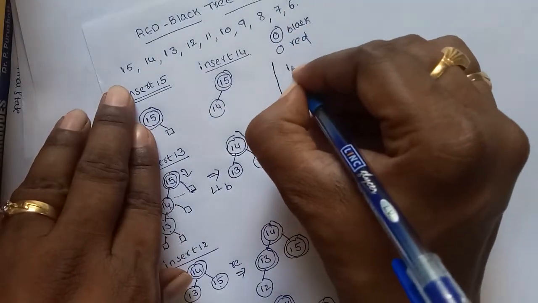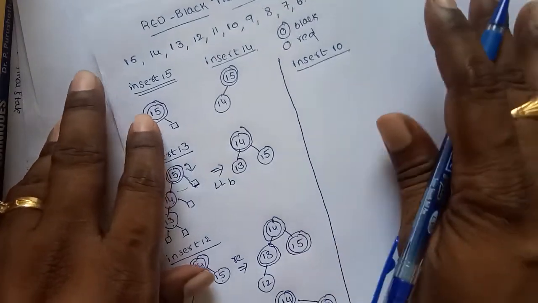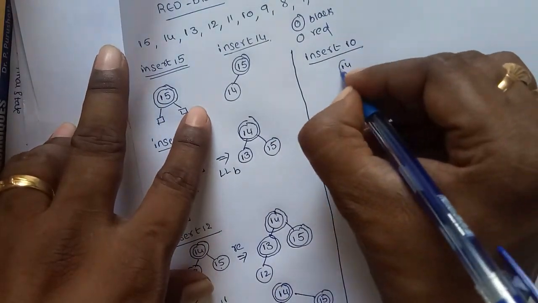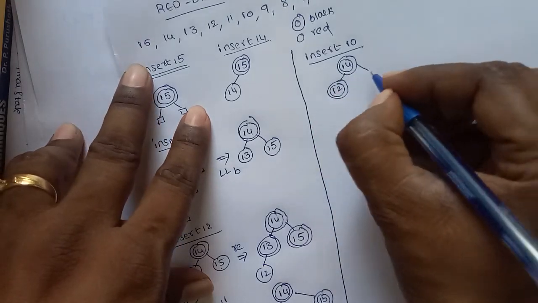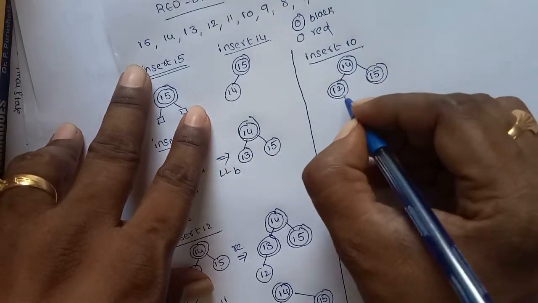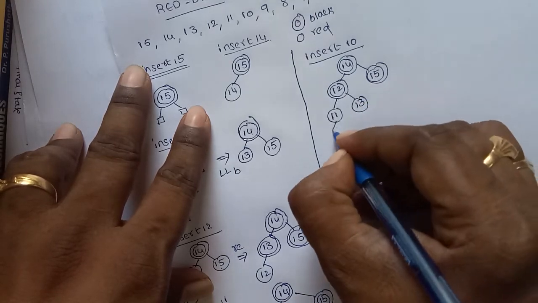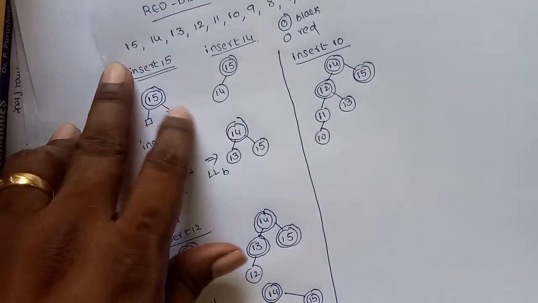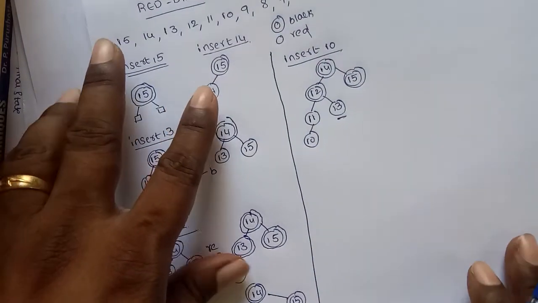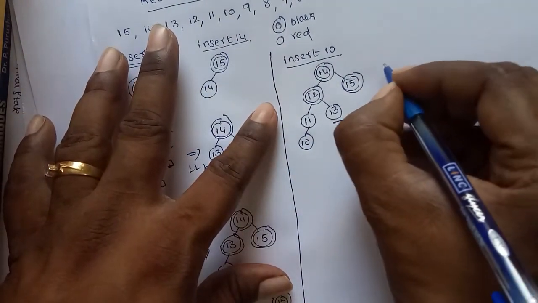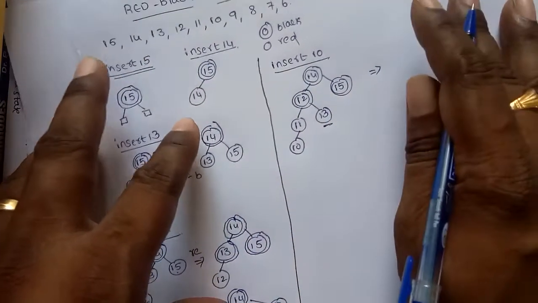Now insert 10. 14, 12, 15, 11, 13, 10. So we have again two consecutive red nodes, and the uncle node is 13 and the color of uncle node is red. What do we have to do? If the uncle node color is red, perform recolor operation.